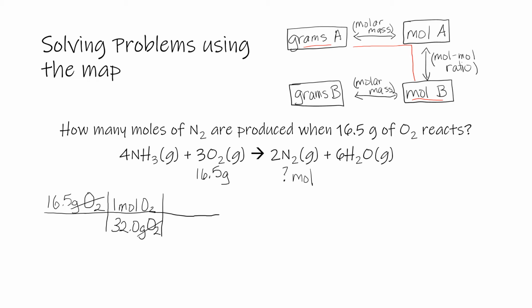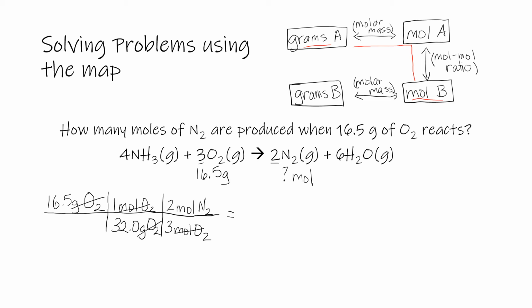Our next conversion factor from our roadmap, the parentheses next to the arrow between moles of A and moles of B, is the mole ratio. So we get that from the coefficients in our balanced equation. So we look up at our balanced equation and there's a 3 in front of the oxygen. So that means that for every 3 moles of oxygen, 2 moles of nitrogen are produced. That's our mole ratio. Moles of oxygen cancel. We're left with moles of nitrogen as our unit. That is what we are looking for.